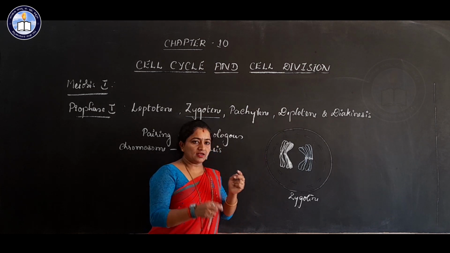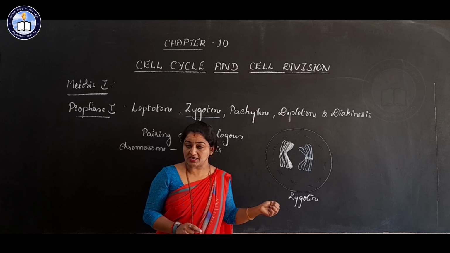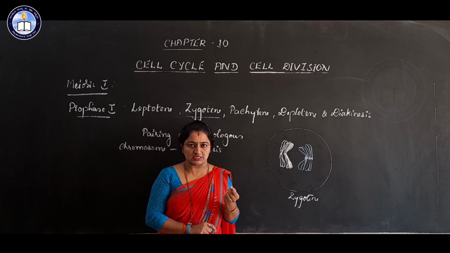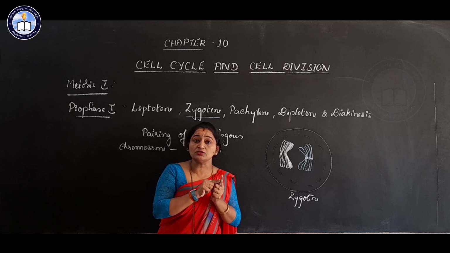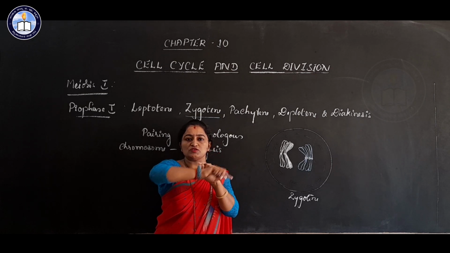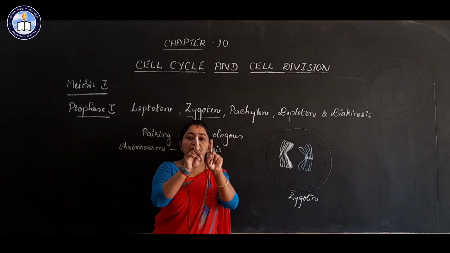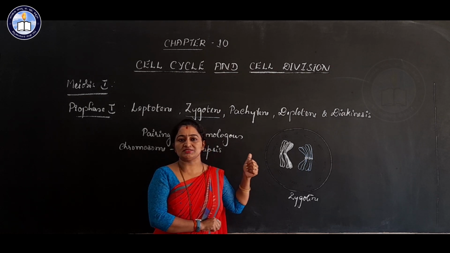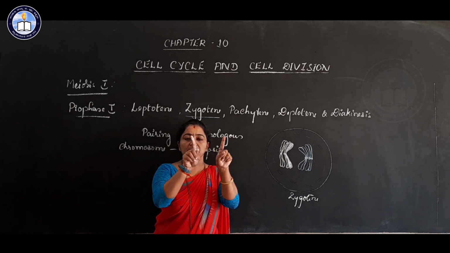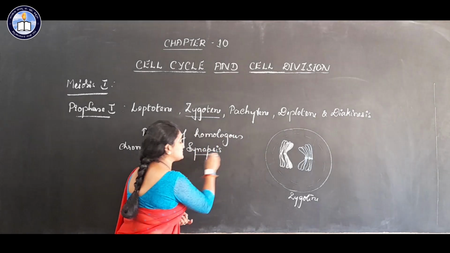In a diploid cell, which undergoes meiosis, we receive one chromosome from the father and its partner chromosome from the mother. These chromosomes, which are free in the nucleoplasm, pair up in the zygotene stage. Pairing of these homologous chromosomes is called synapsis.